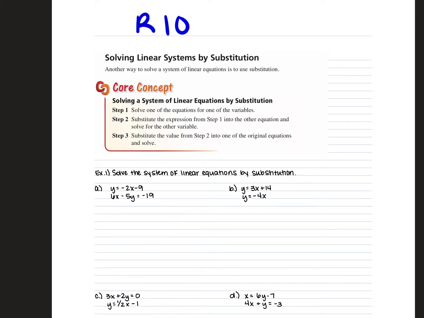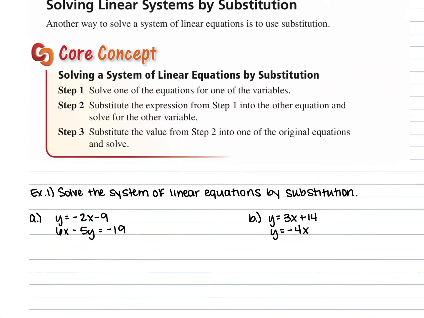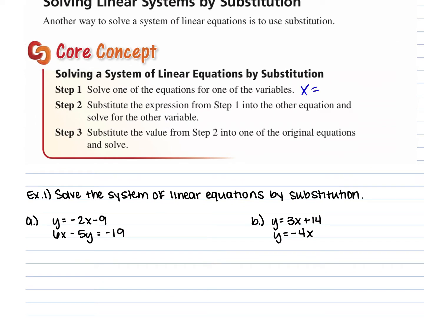Step one is to solve one of the equations for one of the variables. So it could either be x equals or y equals, but one of our equations has to be either just x equals or y equals. Step two is substitute the expression from step one in the other equation and solve for the other variable. So we're going to get either x equals a number or y equals a number, and then we would take that number and plug it into the other equation to solve for our other variable.